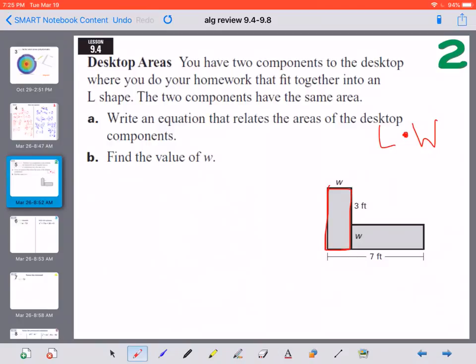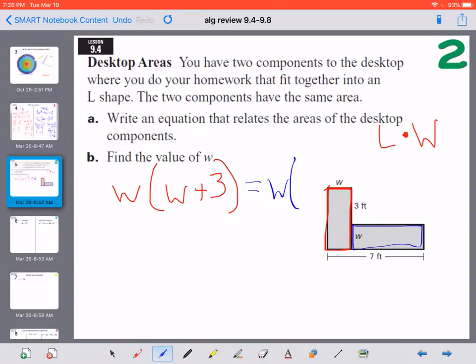my first rectangle. Now I see that my width is W, and my length, which I'm going to multiply, looks like it's 1/2 of the W plus 3 for the 3 feet. Now my second rectangle has the same width, and that width is W. This one, though, has a length of 7 minus W.